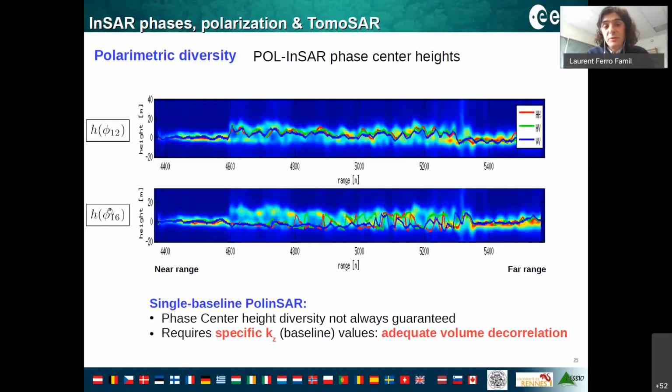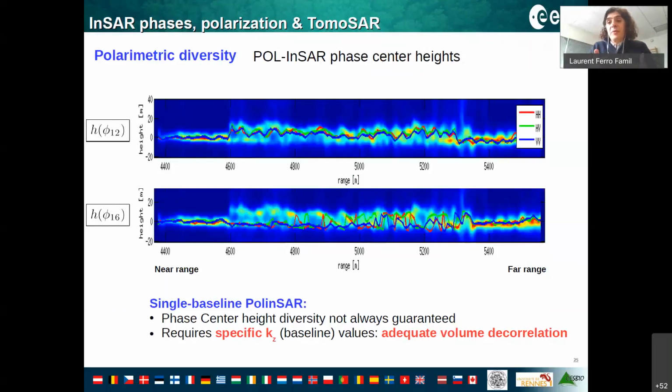And when you use the larger baselines, but we are in an airborne configuration, so at the near range the baselines are very large, and at far range they are much smaller. And you see that there is a given domain of baseline, of orthogonal baseline or KZ, for which you have phase diversity. And when you have phase diversity, it means that playing on polarization gives you the full range of variation of the coherence. If you stay here at the top, at the near range, all the phase centers will be on the ground because the volume decorrelates too much.